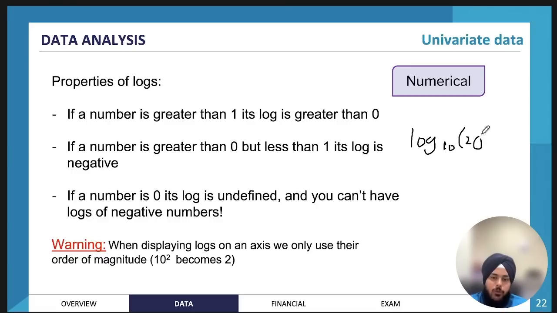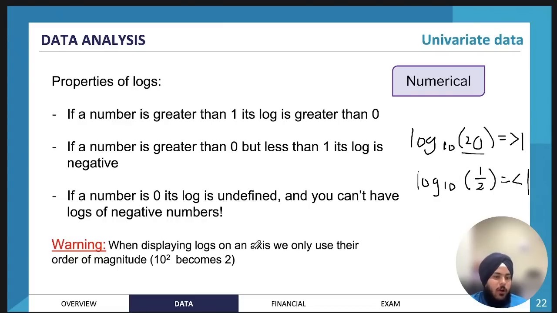So if it's, for example, 20, it's greater than 1, so the log is going to be greater than 0. However, if it's more than 0 but still less than 1, for example, a half, the log value will actually be negative. And if the number inside the log is negative, the log will be undefined. So we can't have log of negative numbers.